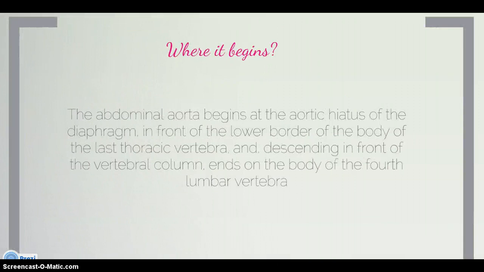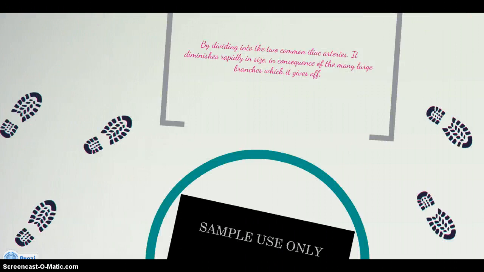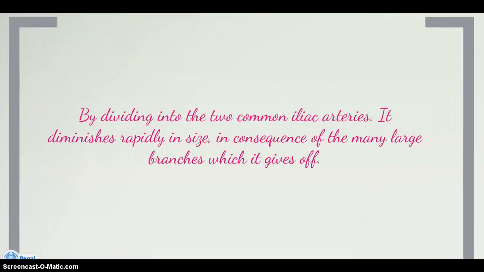The abdominal aorta begins at the aortic hiatus of the diaphragm, in front of the lower border of the body of the last thoracic vertebra, and descending in front of the vertebral column, ends on the body of the fourth lumbar vertebra. By dividing into the two common iliac arteries, it diminishes rapidly in size in consequence of the many large branches which it gives off.